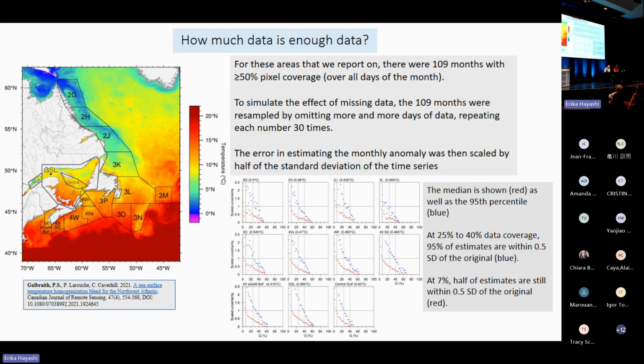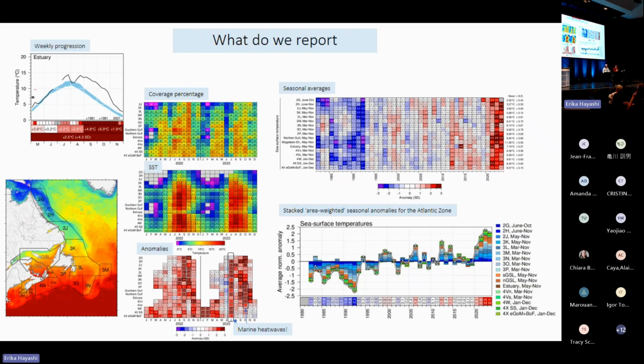And degrading further, I see that even at 7%, I'm right. The red line is the median of all my Monte Carlo tries. So even at 7%, I'm going to be right half the time, which is not bad. So you don't really need that much SST coverage to get a good answer. What do we do? What do we report?